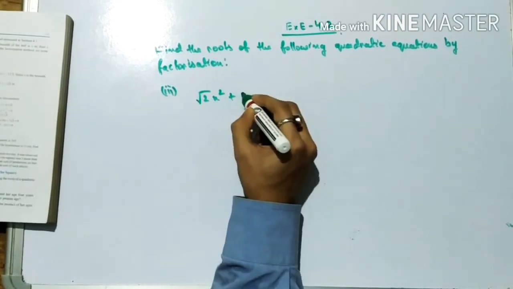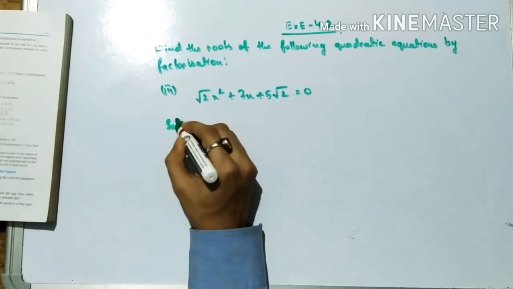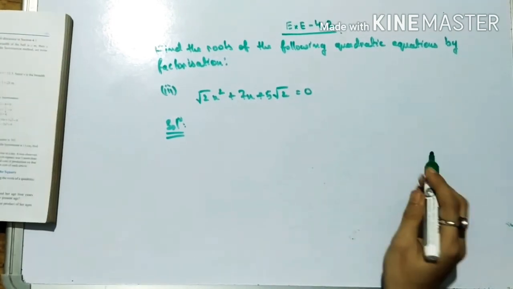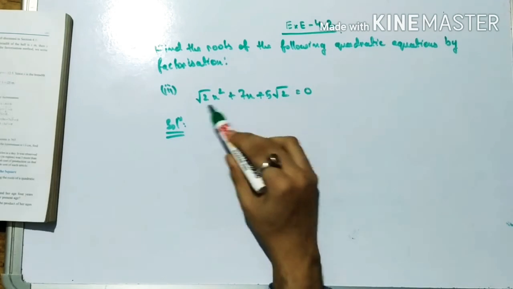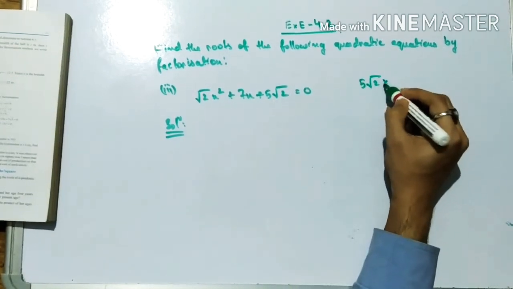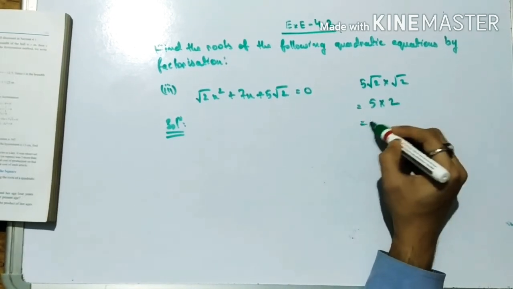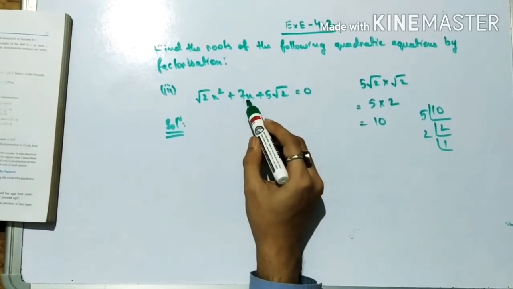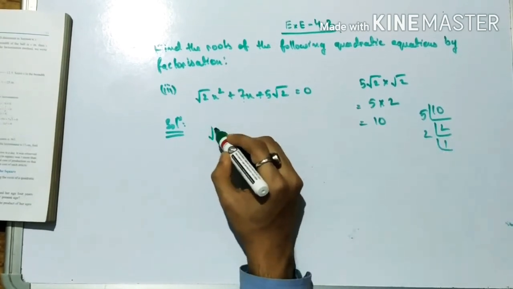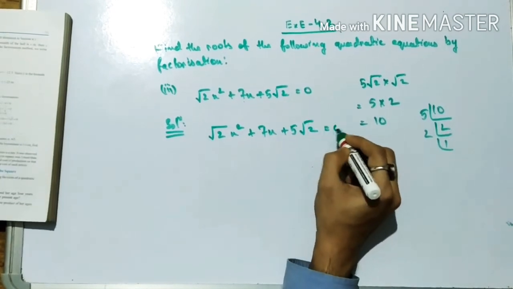Root 2 x square plus 7x plus 5 root 2 is equal to 0. Here, 5 root 2 into root 2, I will first multiply, which ultimately gives me 5 into 2, which is 10. So 10 factorization, 5 2s are 10. 7x I have to bring: 5x plus 2x gives 7x. First of all, let me write the question: root 2 x square plus 7x plus 5 root 2 is equal to 0.